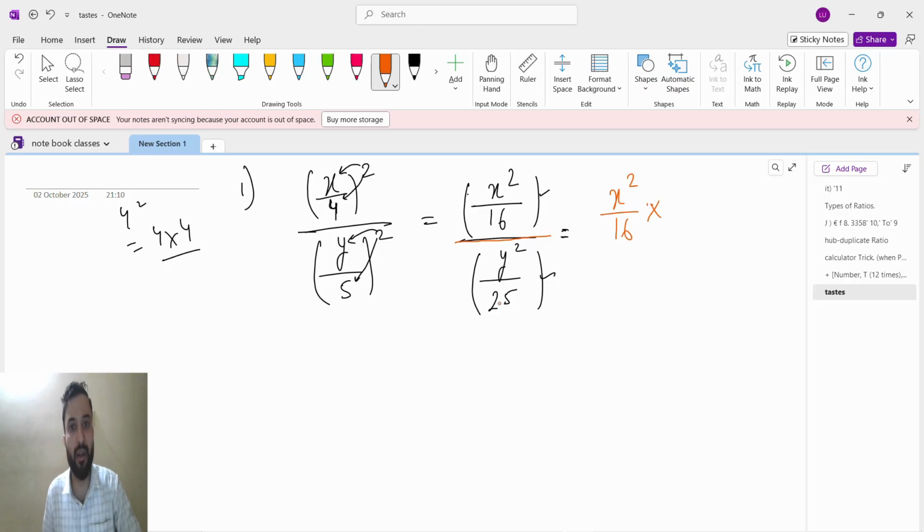And then the denominator will become reciprocal. Numerator as it is, we will remove the divide sign, it will convert into multiply. Then the denominator will be reciprocal. So it will become 25 by y square.